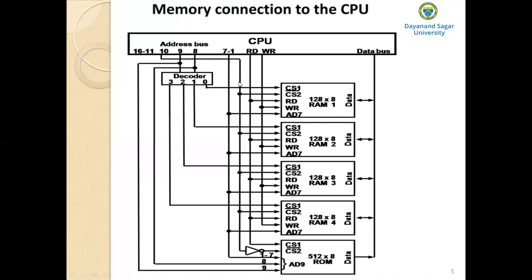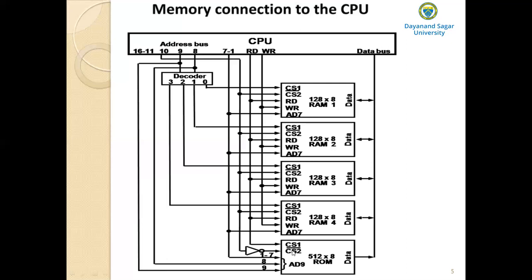And this CS2 bar is connected to which address line? Line 10. That is used to differentiate between RAM and ROM. Similarly, if the output of the decoder is 1, it is connected to RAM 2, so RAM 2 is selected, connected to CS1 of RAM 2. Similarly, if the output of the decoder is 3, then RAM 3 will be selected. Like that.